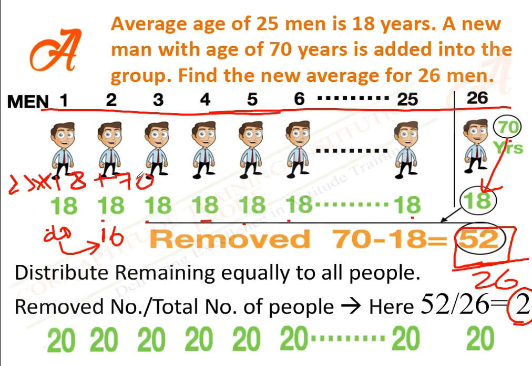So please don't solve it like 25 into 18 plus 70 divided by 26. My God, what is this method? If you are solving like this, I'm sorry, you are out of the first round. Very simple, very pathetic situation. I'm finding it from my students that they solve this kind of sums without using their sense.